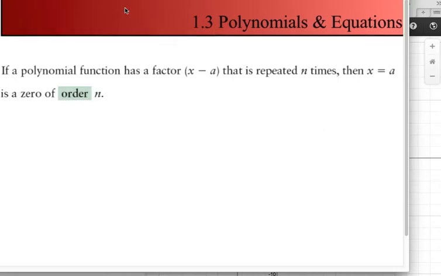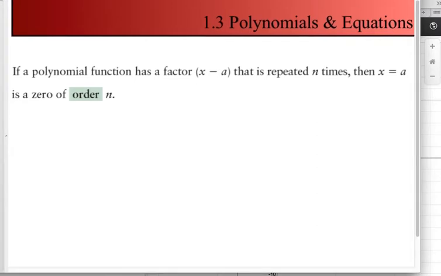So this is what we're looking at here, that polynomials have factors. Okay, so notice this.